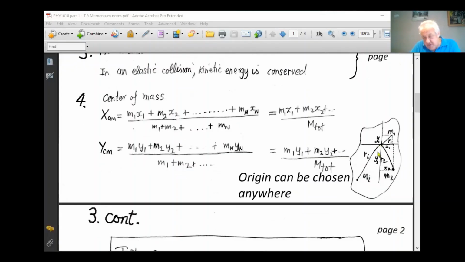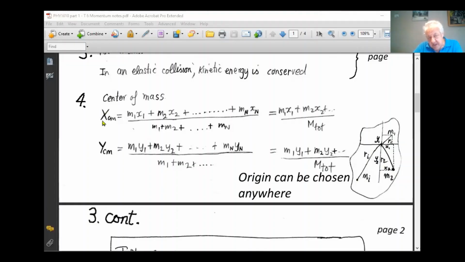Now, wherever I draw my origin, I'll end up with the same position for the center of mass. The numbers will be different because they'll be measured according to the origin that you've chosen. So if I choose an origin here, my distance from the origin is r1, which I can think of as a position vector. My distance of m2 is r2. My distance of a general mass mi is a distance ri.